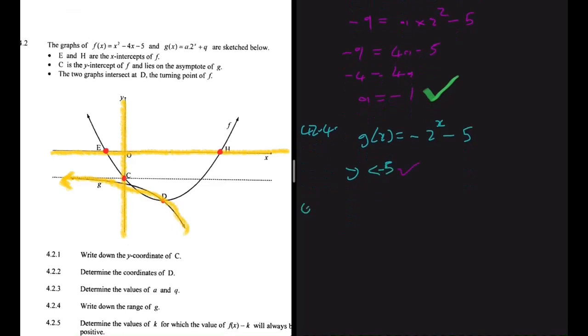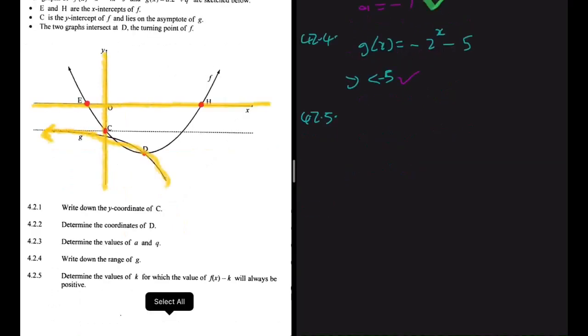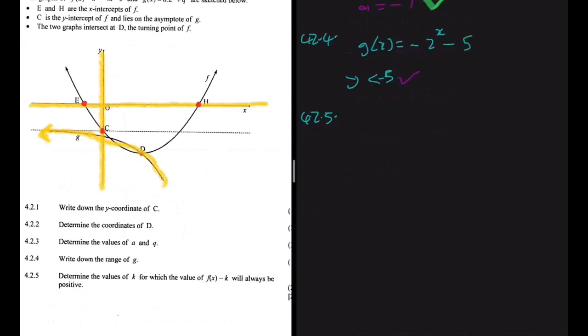So 4.2.5, determine the values of k for which f of x minus k will always be positive, right? If we come to our graph f of x here, our turning point is here at D, where the y value is minus 9, right?